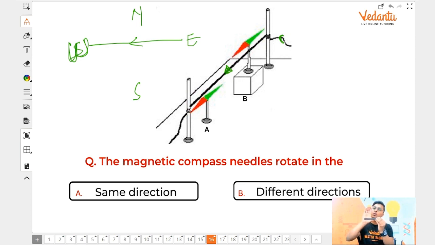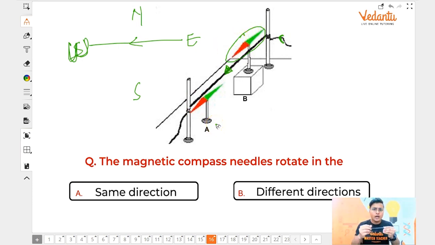Now if you notice very carefully, my fingers are going to wrap around like that. So when I look above this particular wire, my magnetic field is going from top to bottom. Obviously it's going from top to bottom. That is the direction of the magnetic field for this particular compass.